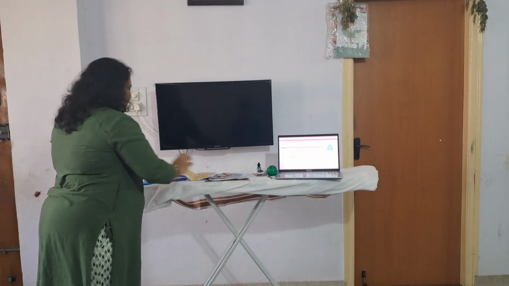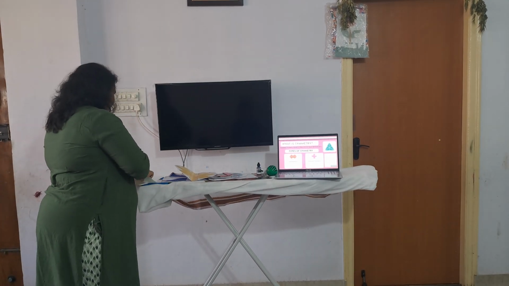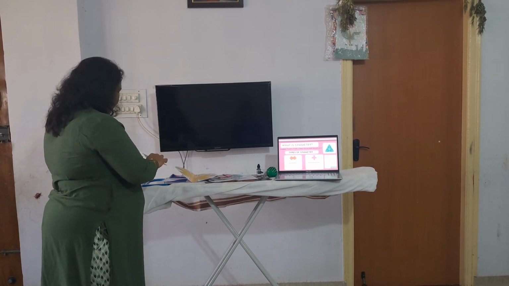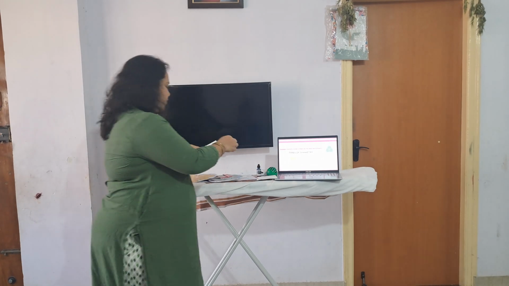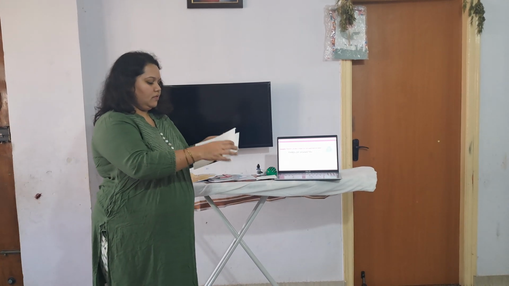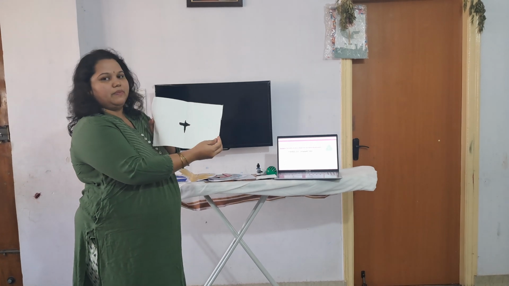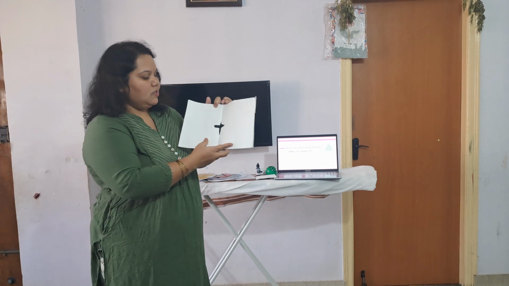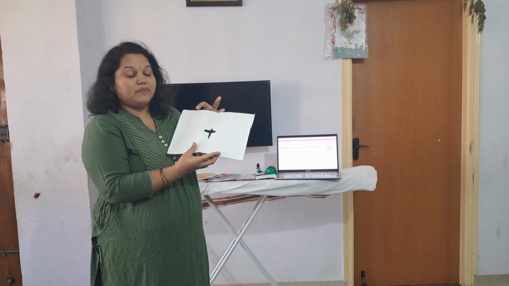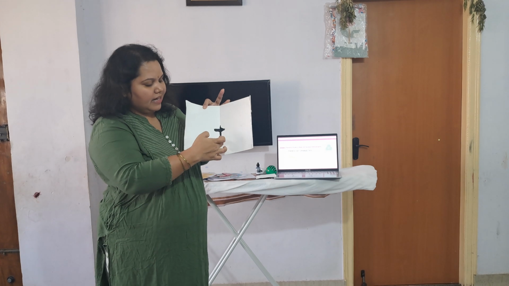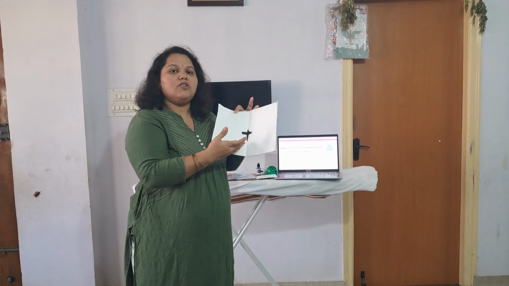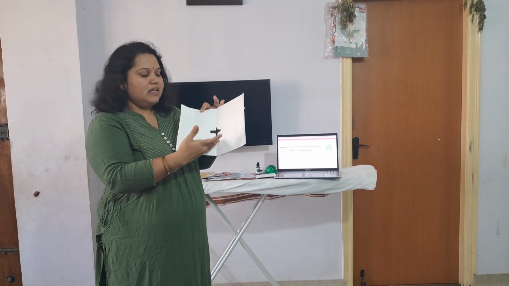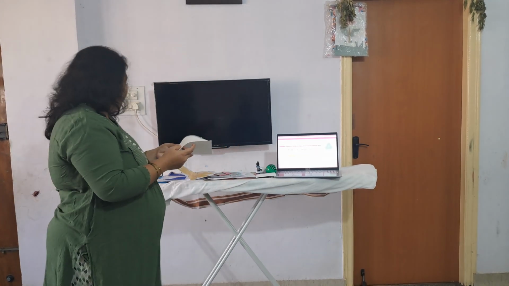And then fold it gently and press the ink. See, now you can find one beautiful pattern. So this is called a line of symmetry. An imaginary line that can be drawn for an image or shape that is divided into two equal halves is called a line of symmetry.